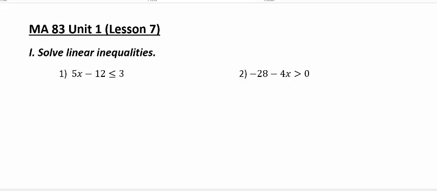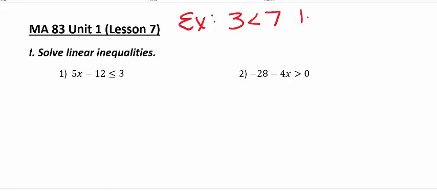Math 83, Unit 1, Lesson 7. We're going to solve linear inequalities. But before we start, I want to give you an example of what an inequality would look like. 3 is less than 7, and that's a true statement. 3 is a smaller number than 7.